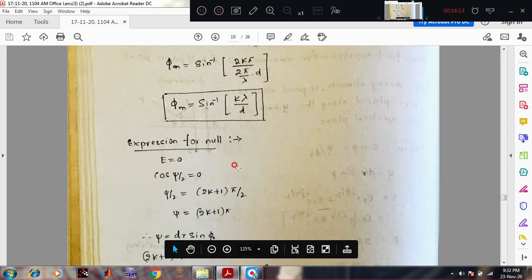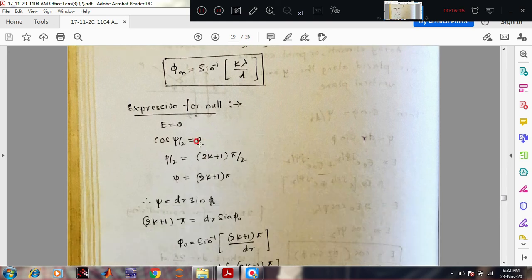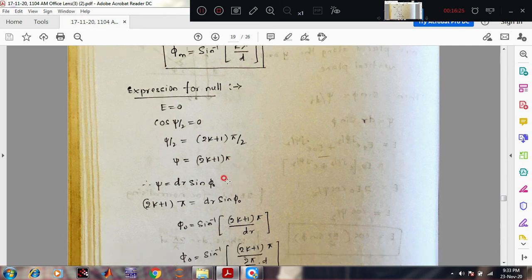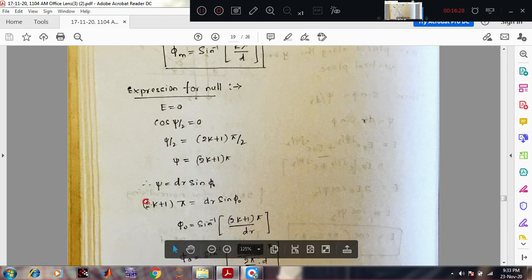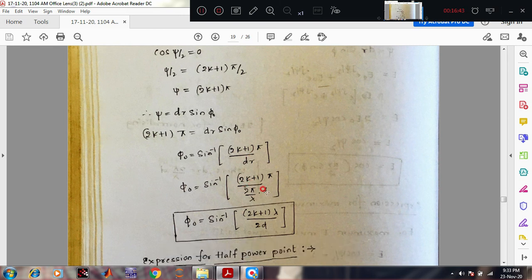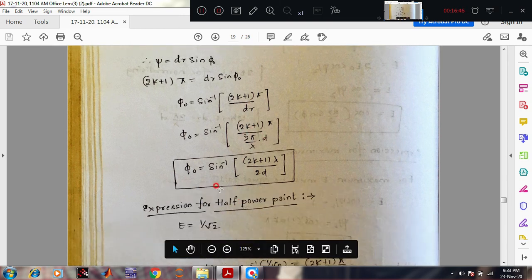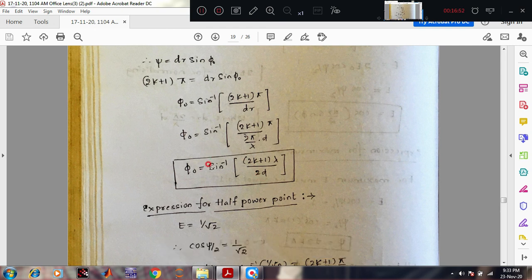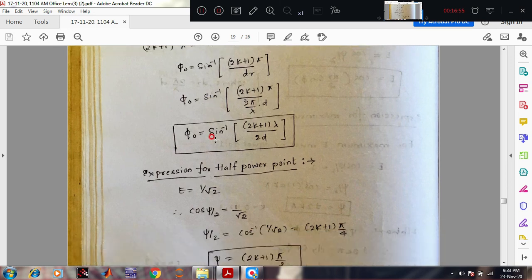Similarly, the expression for nulls. E is equal to 0, so cos psi by 2 is equal to 0, psi by 2 is equal to (2k plus 1) pi by 2, so psi is equal to (2k plus 1) pi. Therefore psi is dr sin phi naught, so (2k plus 1) pi is equal to dr sin phi naught. We want the angle phi naught, which is sin inverse of (2k plus 1) pi by dr. Substituting dr as 2 pi by lambda into d, phi naught equals sin inverse of (2k plus 1) lambda by 2d. So this is the angle of nulls.